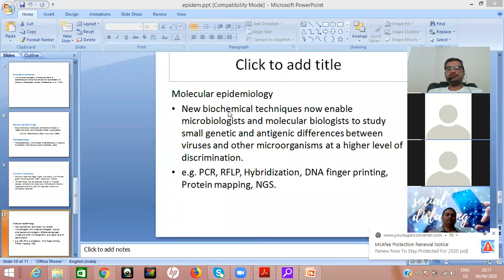And after designing an in vitro model, we can go for in vivo testing of the drug, and we can go for its control strategy. That is the power of new techniques, molecular techniques, in the understanding of the epidemiology of the disease.